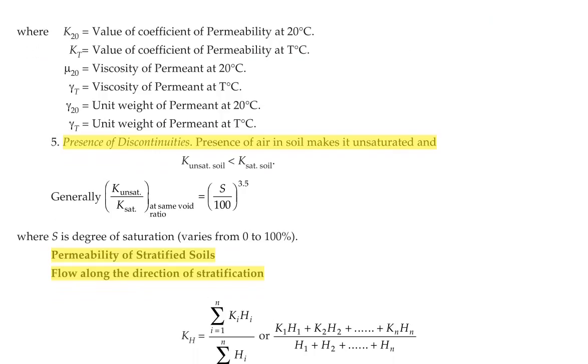Fifth one, presence of discontinuities. The presence of air in soil makes it unsaturated and it leads to a lesser coefficient of permeability, where the coefficient of permeability of unsaturated soil will be less than that of saturated soil. Generally, K unsaturated divided by K saturated at the same void ratio is equal to (S divided by 100) the whole power 3.5, where S is the degree of saturation and it varies from 0 to 100%. The presence of air reduces the coefficient of permeability.